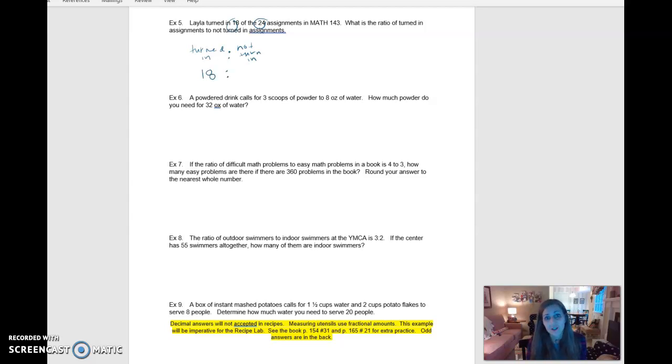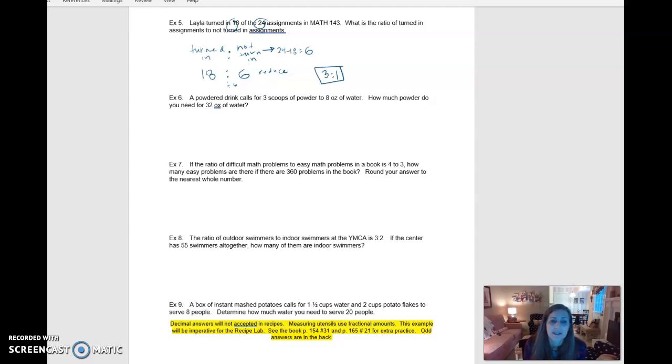She did not turn in, let's see, what's 24 minus 18? She did not turn in 6 assignments. Okay, she did not turn in 6. So the ratio is 18 to 6, which can be reduced. It's divisible by 6. So the ratio is 3 to 1. What that means is for every 3 assignments that she did do, there was 1 that she didn't.